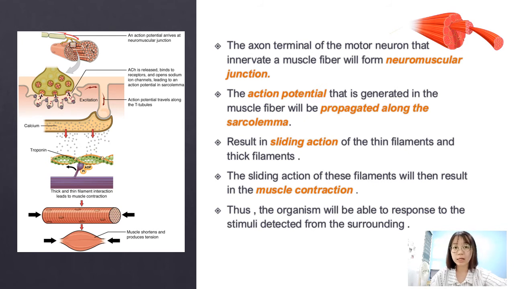There is a special synapse between the motor neurons and the muscle fibers known as the neuromuscular junction. Once the action potential is generated in that muscle fiber, the nerve impulse will be transmitted along the sarcolemma, which is the cell membrane of the muscle fiber. This will then result in a series of sliding action between the thin and thick filaments of the muscle fibers and will eventually result in the muscle contraction of the organism. Thus, the organism will have the ability to make an appropriate response towards the stimulus in their surroundings.